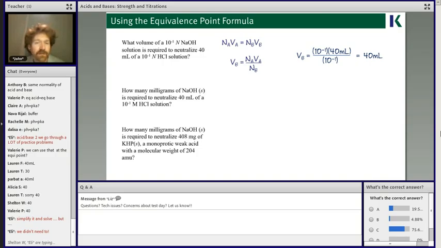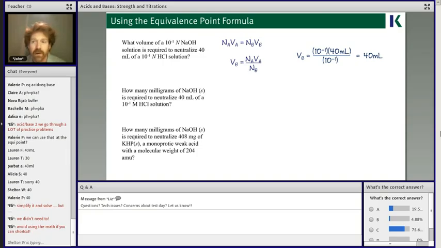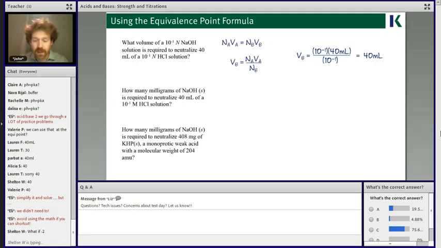If we have to solve for milligrams, remember we gave you on the previous page that sodium hydroxide is 40 grams per mole. Shelton, you got it. If it was diprotic, it would change things. You'd have to double it. Totally true. That's exactly correct.